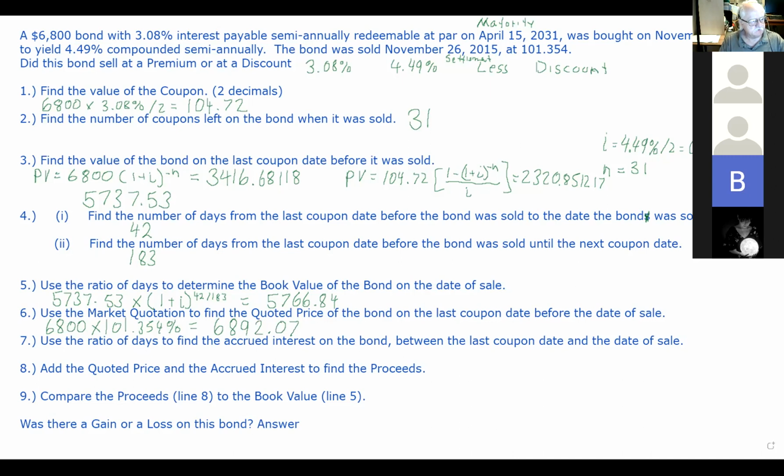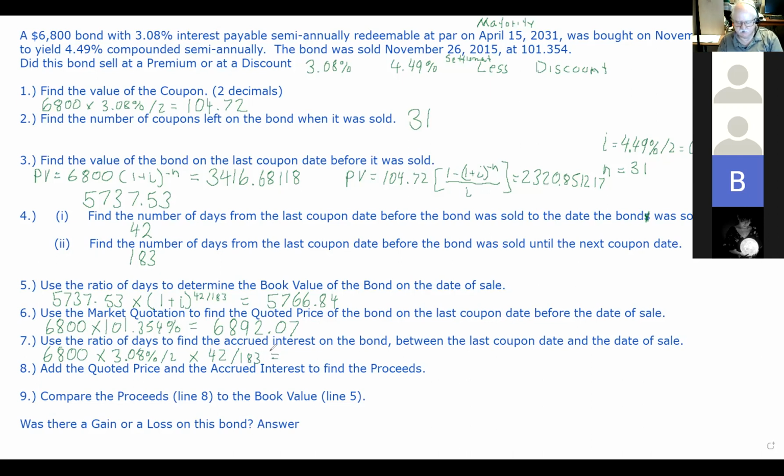And then use the ratio of days to find the accrued interest on the bond. And it reminds us that this calculation uses the face value and the bond rate. So the face value, 6800, times the bond rate, which is 3.08% divided by 2, times the ratio of days, 42 over 183.